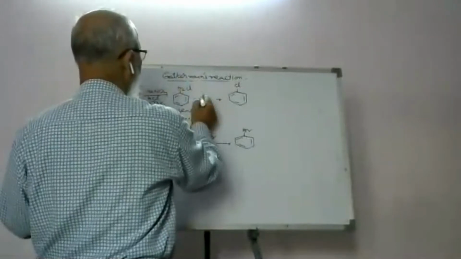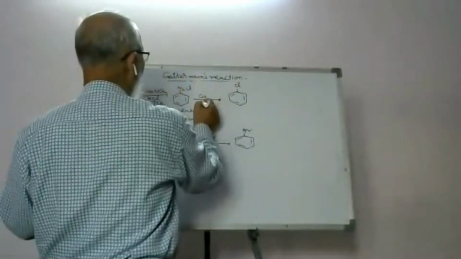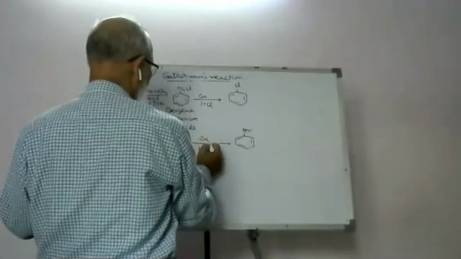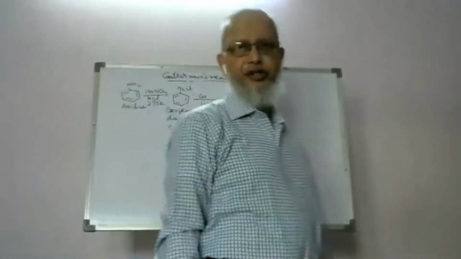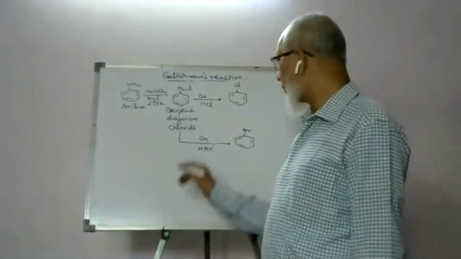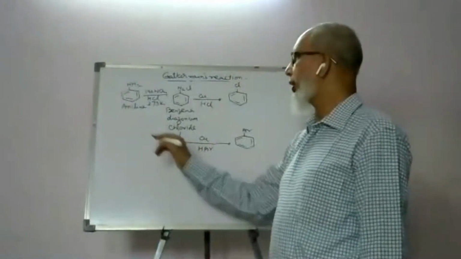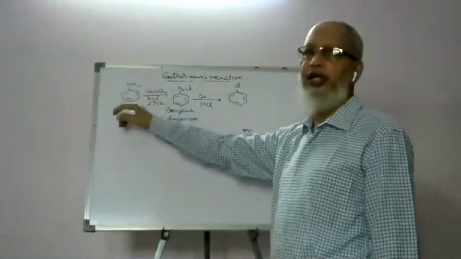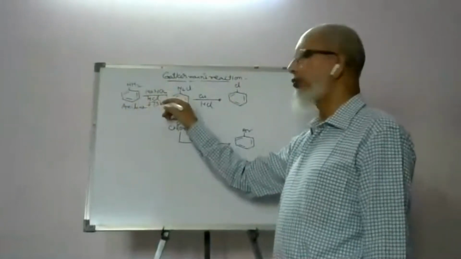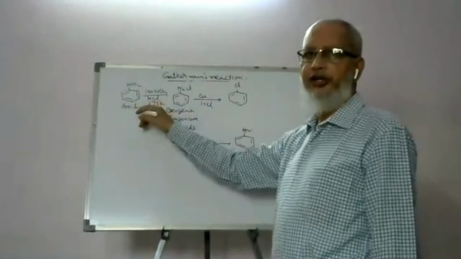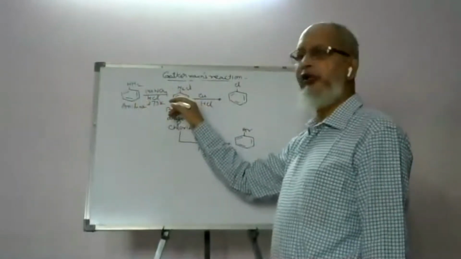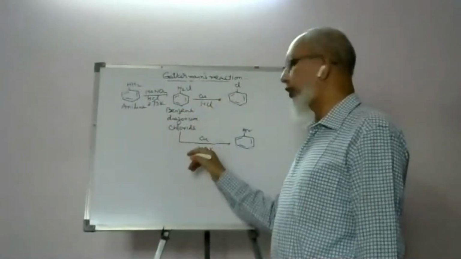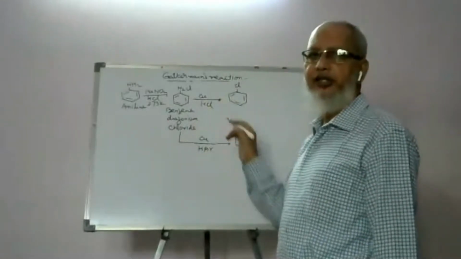So in Gattermann's reaction, we use copper and HCl for the preparation of chlorobenzene, and for the preparation of bromobenzene we take copper and HBr. And again, if you have to prepare chlorobenzene or bromobenzene through Gattermann's reaction from aniline, then aniline is first converted into benzene diazonium chloride by diazotization reaction, and then this benzene diazonium chloride on heating with copper and HCl gives chlorobenzene, and on heating with copper and HBr gives you bromobenzene.